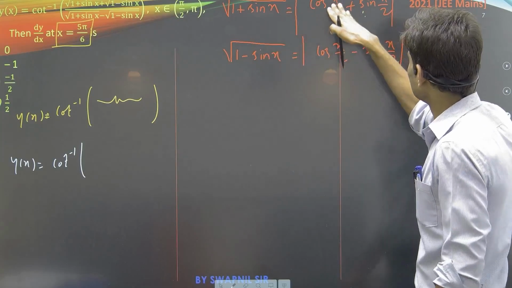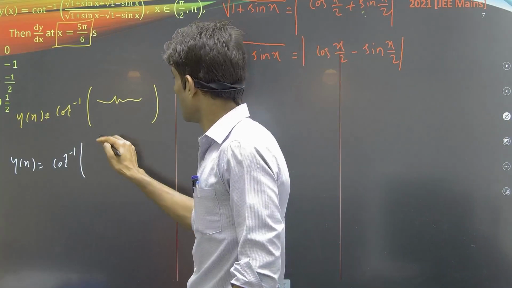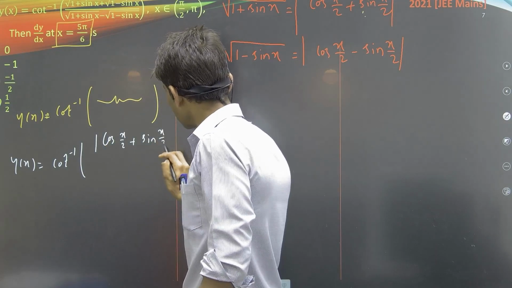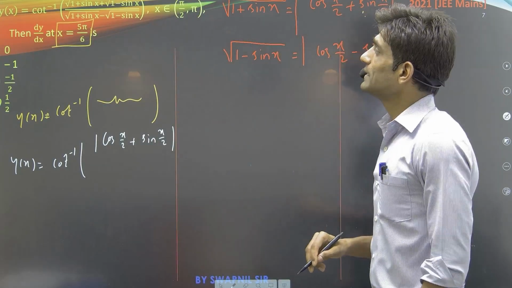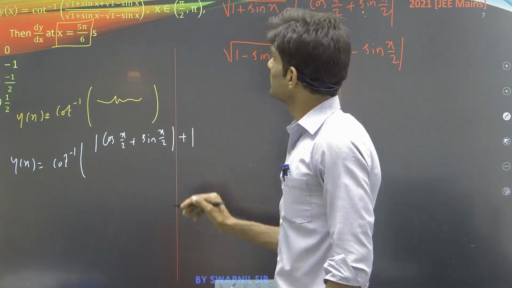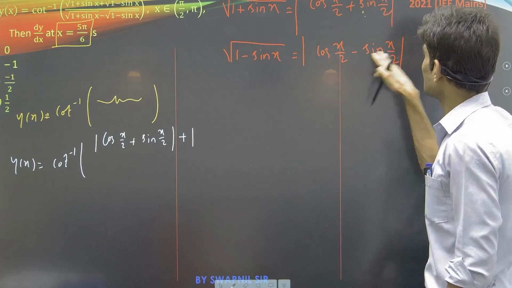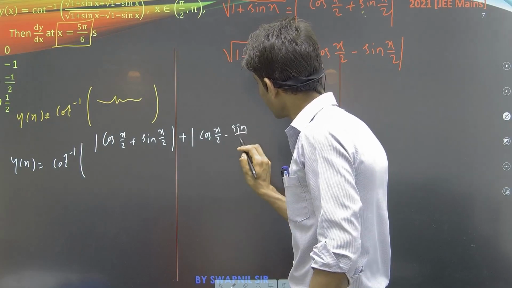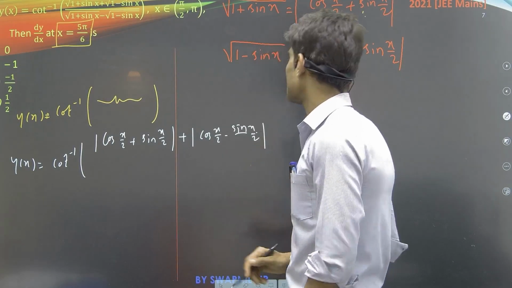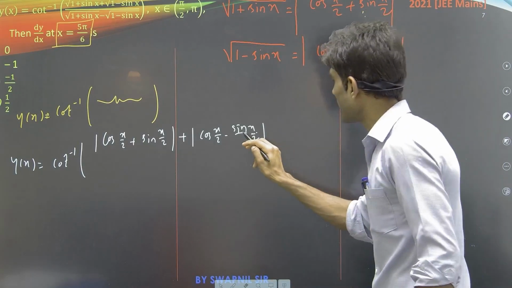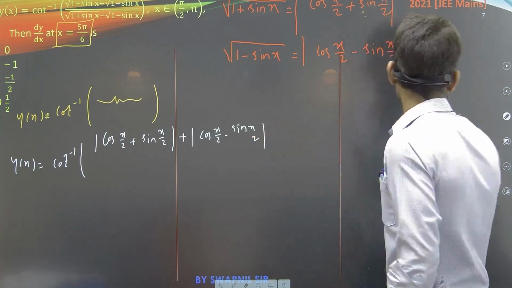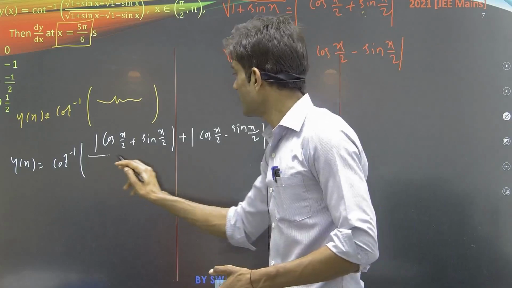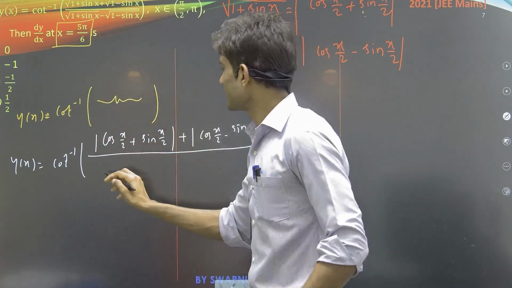Square root of 1 plus sin x, which is modulus of cos x by 2 plus sin x by 2. Okay, cos x by 2 plus sin x by 2 plus. Next step, square root of 1 minus sin x, which is cos x by 2 minus sin x by 2. Cos x by 2 minus sin x by 2, okay. Cos x by 2 minus sin x by 2 here. Yes, this one is the next step. Completely divided by, we have next step, square root of 1 plus sin x, okay.